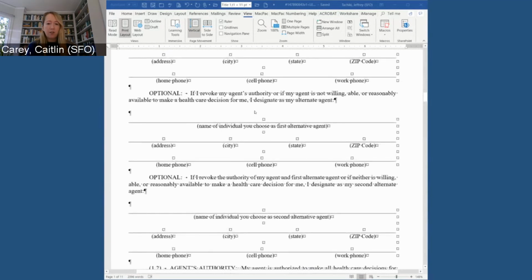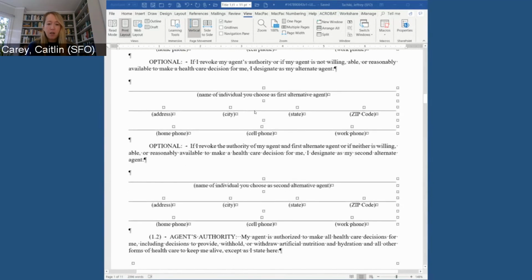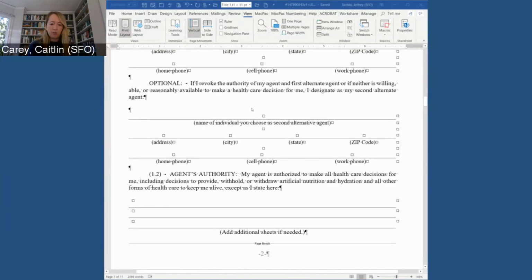So what you do is you just write in their name and their contact info, and that's all you need to do to designate your agent and your backup agent for healthcare decisions. Scrolling down to section 1.2, this deals with the authority that you're giving your agent. Essentially, what this power of attorney or advanced directive does is it gives your agent all authority to make all healthcare decisions for you unless you state exceptions in section 1.2. So there's room in there for you to write in exceptions if there are certain items you don't want your agent to make decisions for.